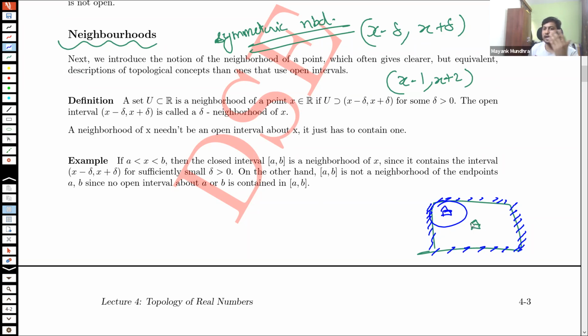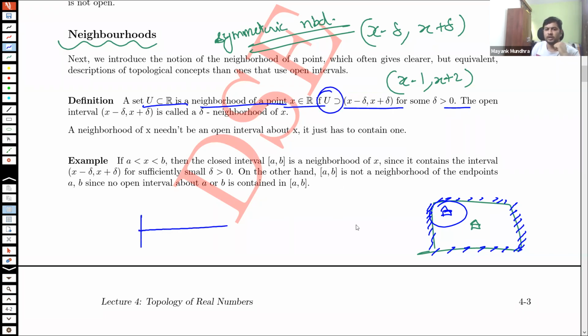So the idea is that anything that you're not on the boundary of, and you are contained within, is your neighborhood. Okay, so that's the definition. The technical definition is that a set U is a neighborhood of a point X if U is a subset of X minus delta to X plus delta for some delta. Okay, so you can construct an X minus delta to X plus delta if you can construct a symmetric neighborhood which is contained inside the original open set U. Original set U, then the U can be considered as any neighborhood.